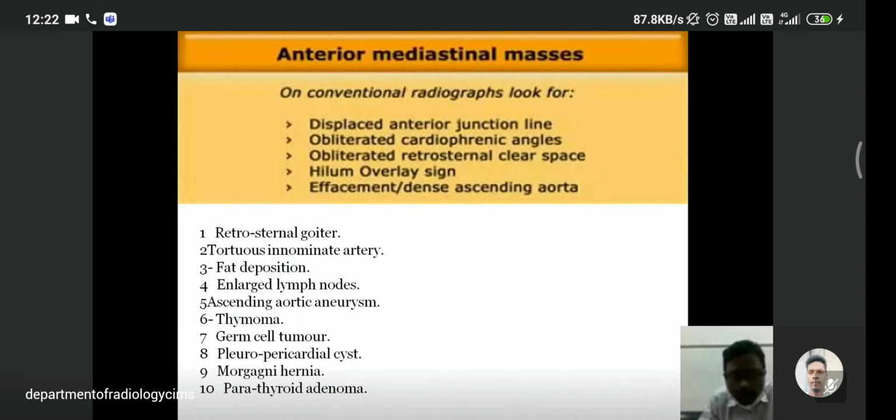If we are looking at X-ray, we have to focus on the displaced anterior junctional line, obliterated cardiophrenic angles, obliterated retrosternal clear space, hilum overlay sign we have discussed earlier, and the enhancement or density of the ascending aorta. There are certain differentials of the anterior mediastinal mass, like retrosternal goiter, innominate arteries, fat deposition, enlarged lymph node, ascending aortic aneurysm, thymoma, germ cell tumor, and many more.